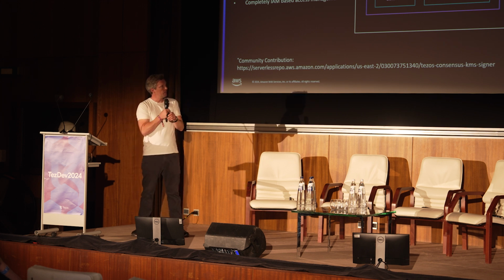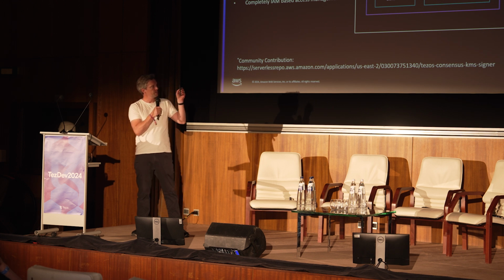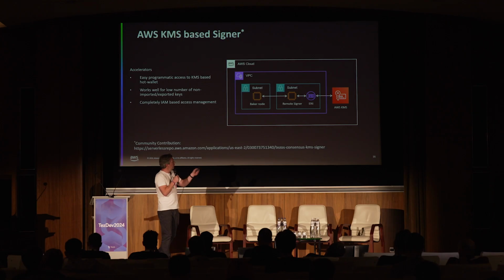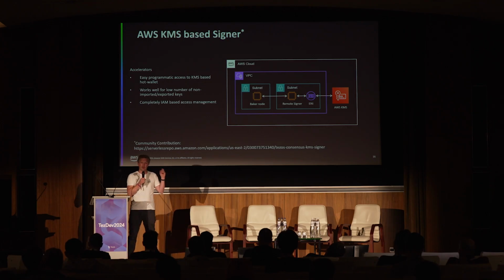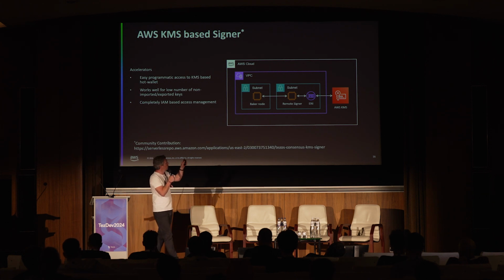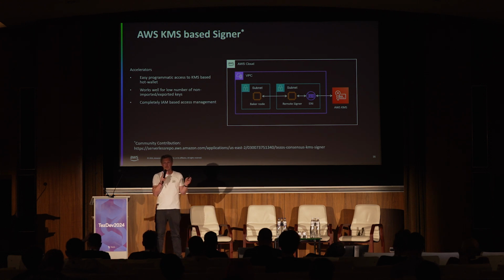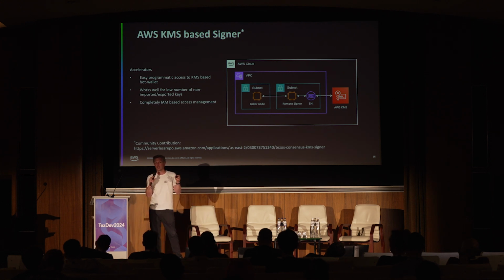The KMS service holds the keys, and it is connected to the remote signer who wants to actually sign off on transactions via the private internet connection in the AWS network. So communication between KMS and the remote signer never travels via the public internet. It always stays within the AWS network.